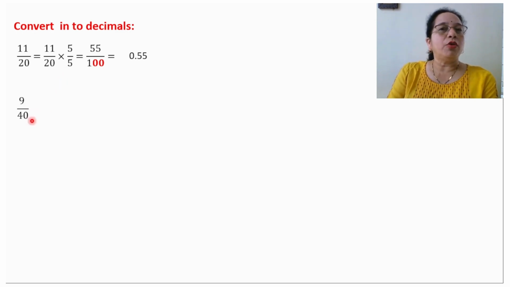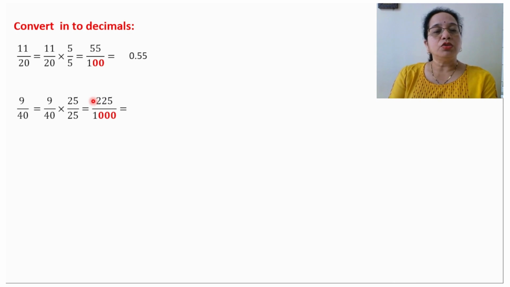Next one is 9 upon 40. So by 40, which number will you multiply to get 10, 100, 1000? We know 25 fours are 100. So we can multiply by 25 upon 25. Multiply numerator with numerator, 225, and 25 fours are 100, and one more extra zero, this one 0. So now here we have three digits, three zeros, so leave these three digits and your decimal will come over here, so 0.225.